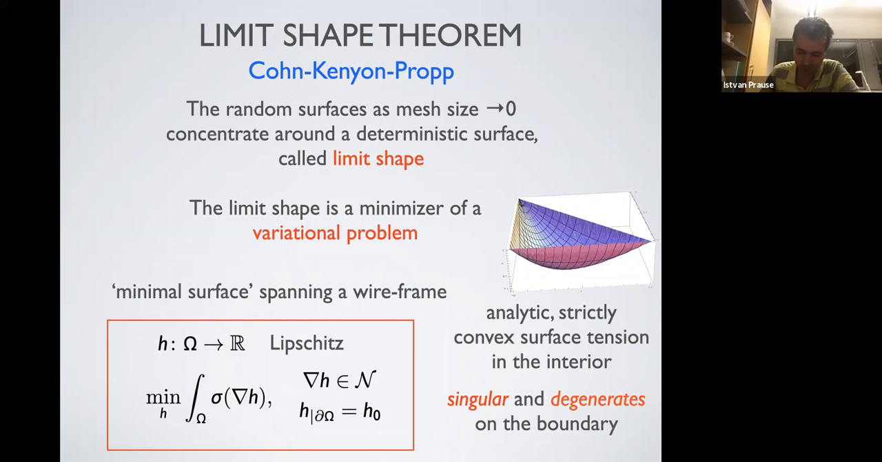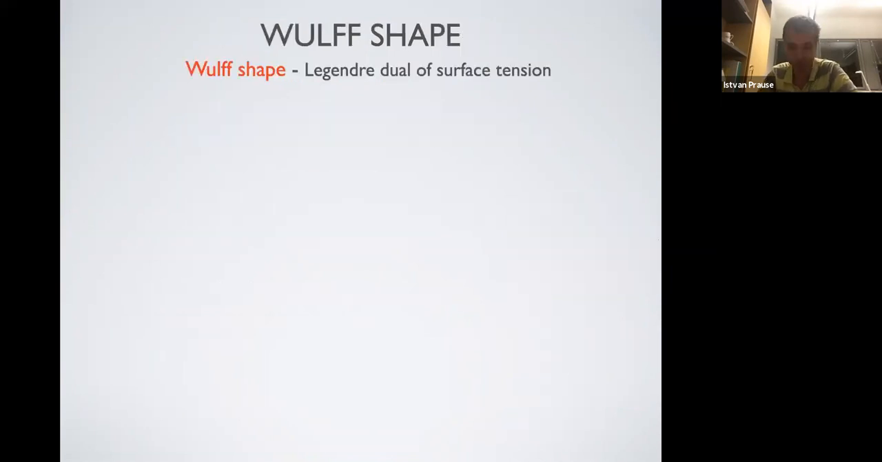All right, but what is this surface tension? Well, whenever you have this kind of surface tension, the Wulff shape is a volume constraint minimizer of the surface tension. So if you now consider the Legendre transform of the surface tension, it will be a volume constraint minimizer. So we can say the other way around, that the surface tension is the Legendre dual of the Wulff shape.